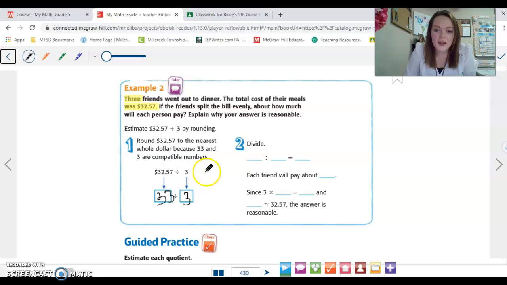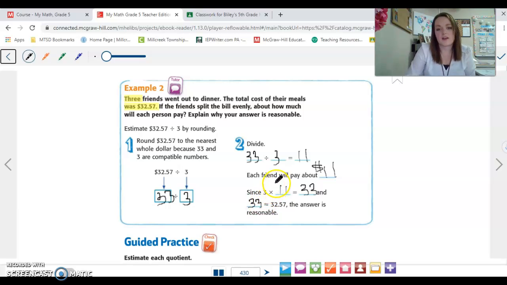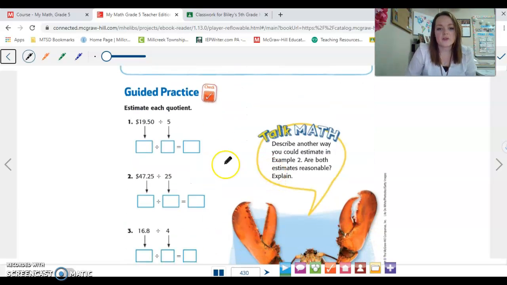Next, we're going to divide. We have 33 divided by 3. You can also do the opposite. 3 times what gives me 33? 11. Each friend will pay about $11. We're going to check for reasonableness. 3 times 11 is 33. And 33 is very similar, or about $32.57.